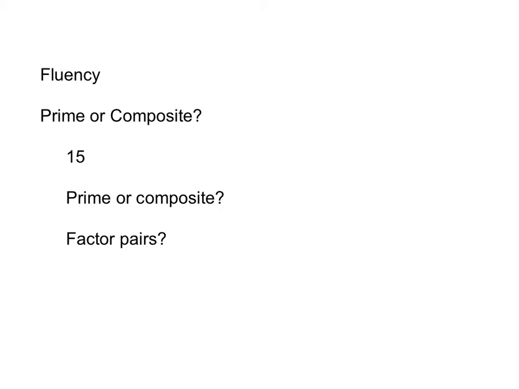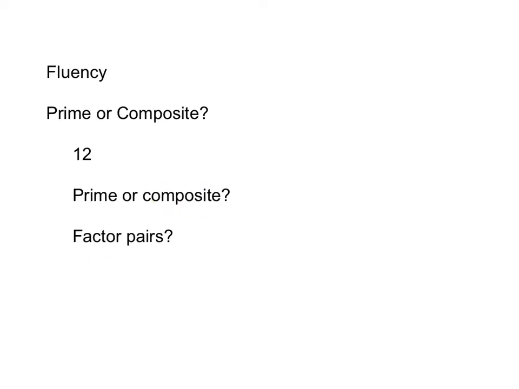15. We did this yesterday. Do you remember what it was? It ends in a 5, so that tells us 5 is definitely a factor. So that tells us it's going to be composite. Our factor pairs are 1 times 15, or 1 and 15, and 3 and 5.